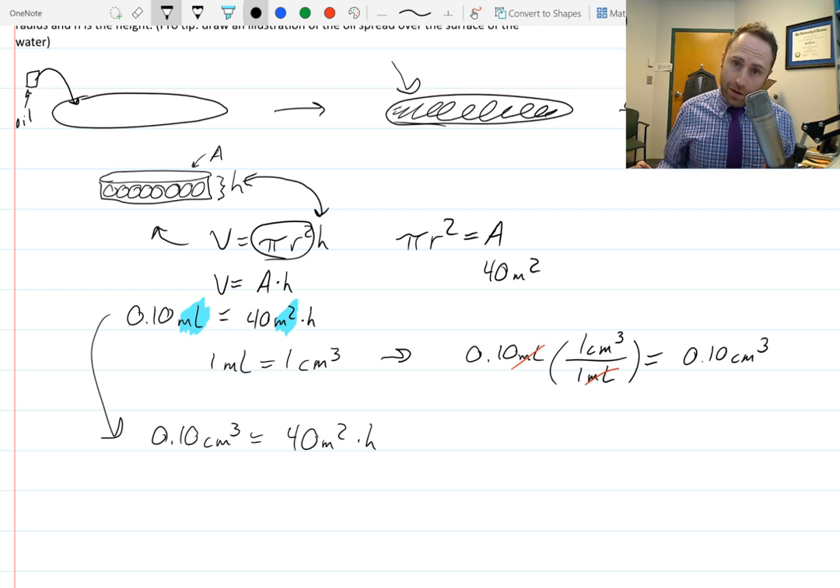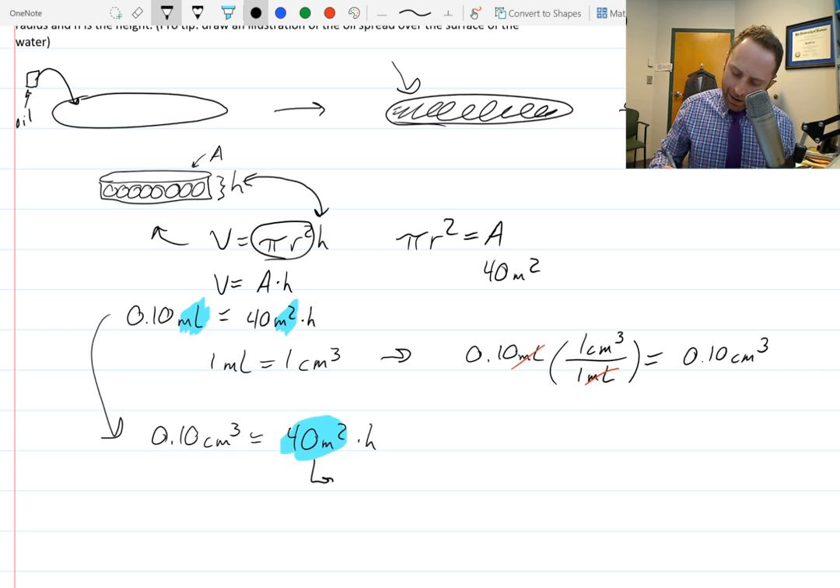Well, our centimeters cubed and our meters squared still aren't in the same kind of units. They're now both metric, both measurements that have a length built into them, but we would like the centimeters to be meters or the meters to be centimeters, one or the other. I'm going to elect to convert my meters squared into centimeters squared. So that's the next thing I'm going to focus on, this one.